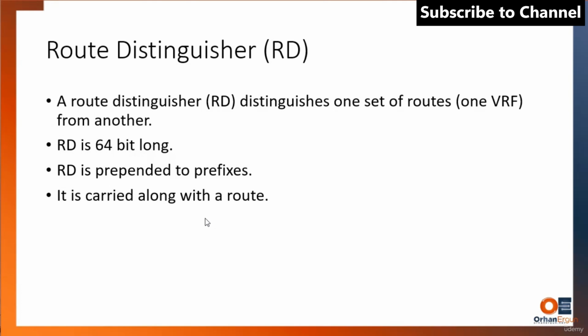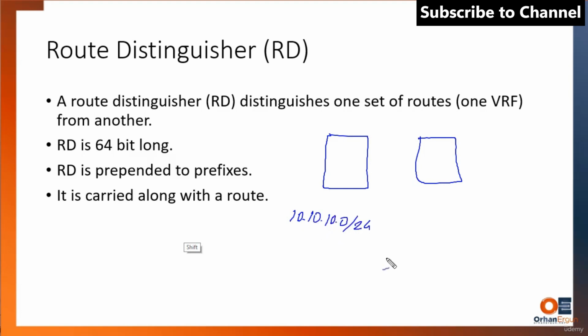So we have some key features like route distinguisher, which is very important to understand. What is a route distinguisher? Like I said, we can have multiple routing tables inside the router. So this is the first one, this is the second one. Let's say that the first one has a route of 10.10.10.0/24. The second one can have a route of 10.10.10.0/24. And I said in previous session that this is okay. Overlapping routes are okay.